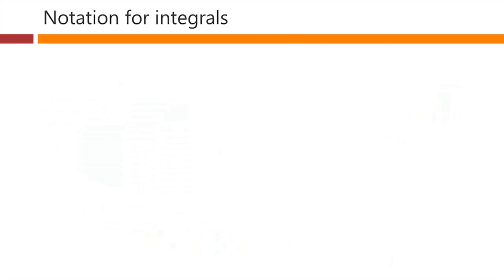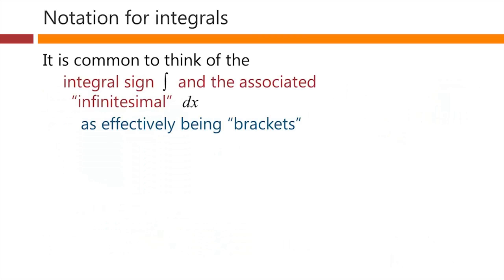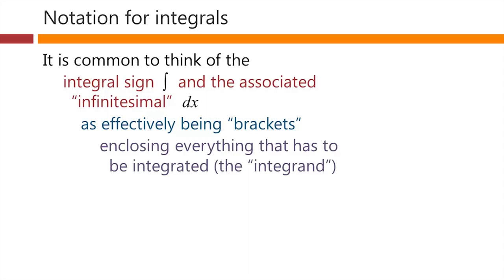In our notation for integrals, mostly we write our integral sign on one side and our infinitesimal on the other, treating them sort of as if they were brackets round about the thing that we're going to integrate. And that's called the integrand. For those of you who are into grammar, that comes from a Latin gerundive construction. Every time you see this, it means requiring to be. So integrand is requiring to be integrated.